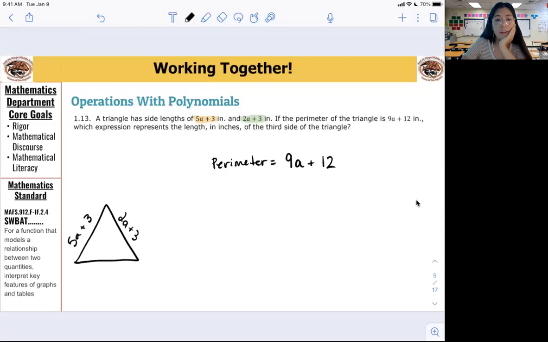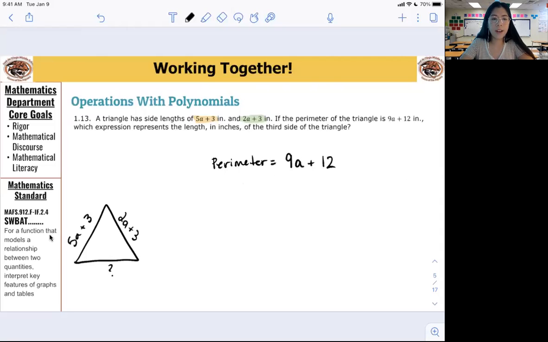Yeah, I'm missing the third side. I know the total, I know the perimeter, but I don't know this third side. That's a question mark. So, okay, what is the perimeter of a triangle? If you can describe, what is the perimeter of something? What's on the outside? Yeah, it's the sum of all the sides, right?